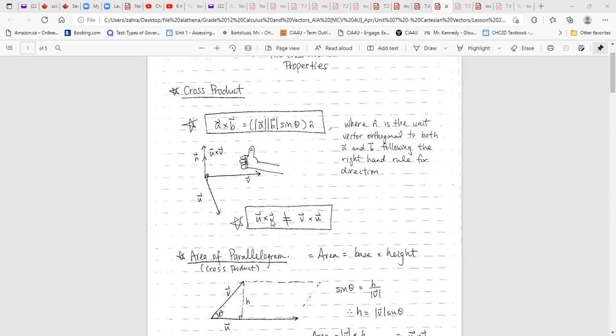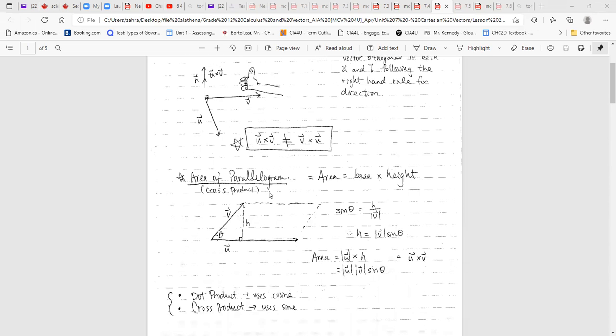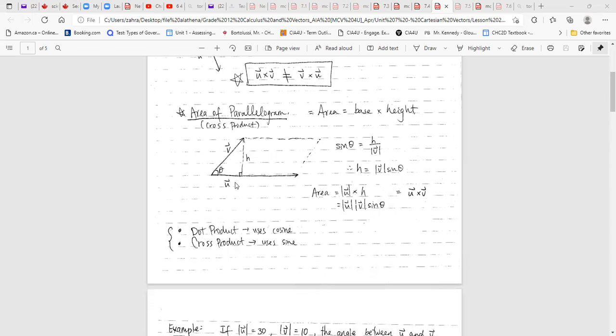Of course, u cross v is not the same as v cross u. The reason is that their directions will be opposite. So u cross v is up and v cross u is down. So area of the parallelogram, we can find it using cross product.